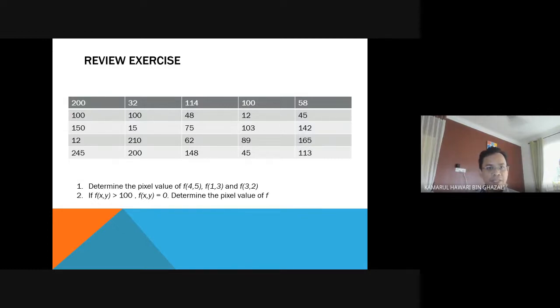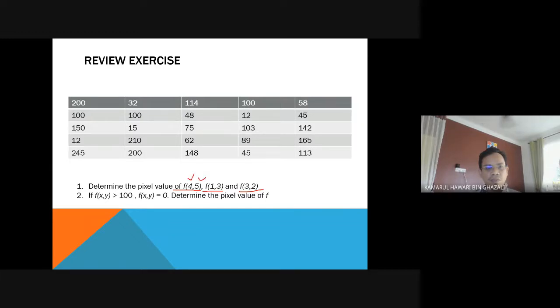If you are given this matrix representing an image with rows and columns, hopefully you can understand what is the pixel value, what is the grayscale value, what is RGB. Okay, so if you are given this matrix and this notation, F45, F13, F32, this is the function of this matrix. 45, this is row and this is column.